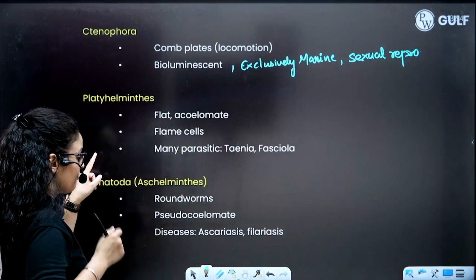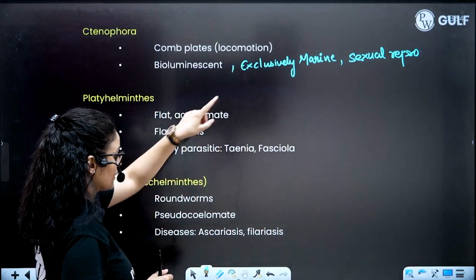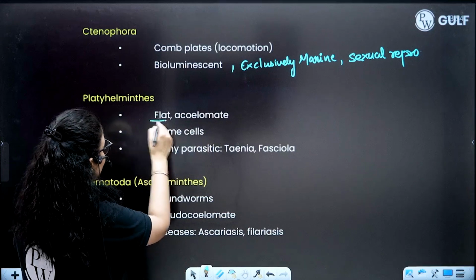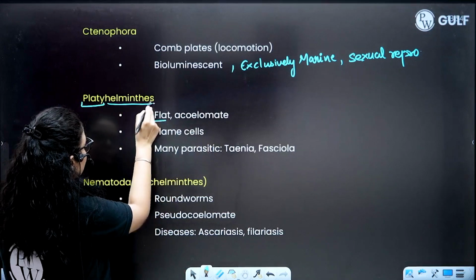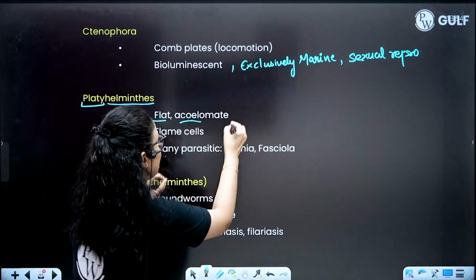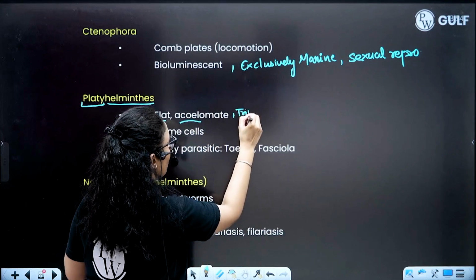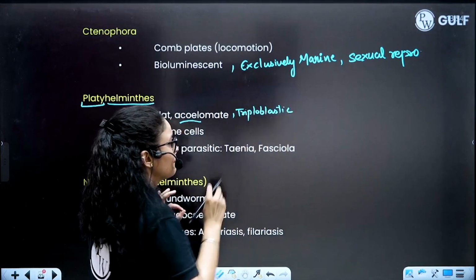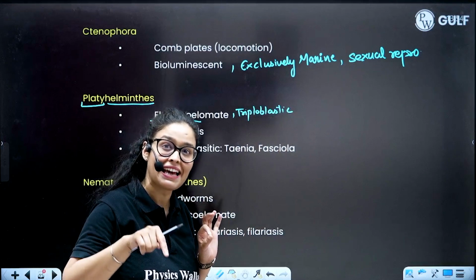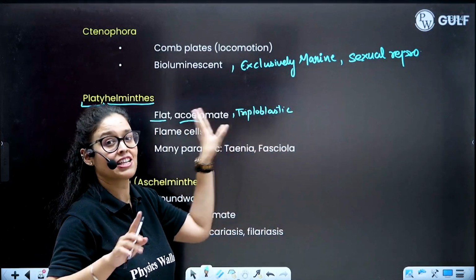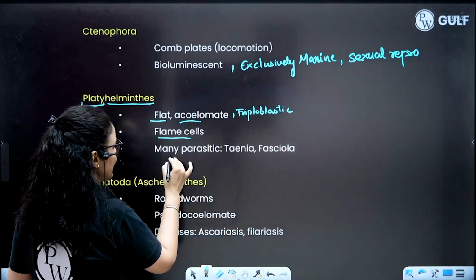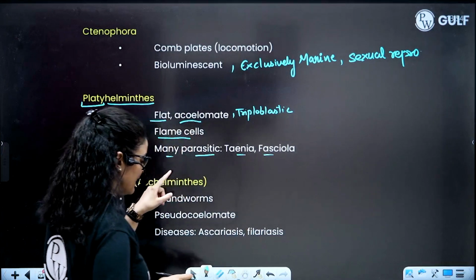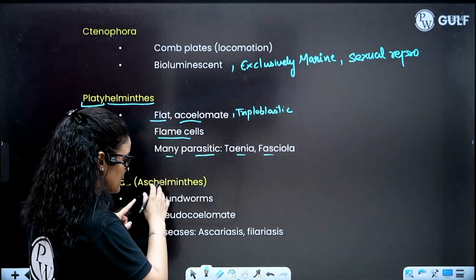Okay, next, when we talk about the other phylum, that is Platyhelminthes, they are flat. Platy means flat, helminthes means worm. Acoelomate: although they are triploblastic, although they have ectoderm, endoderm and mesoderm layers, still they are acoelomate. Many times they have asked questions from here. Flame cells, and many parasitic forms like Taenia and Fasciola are there, right?